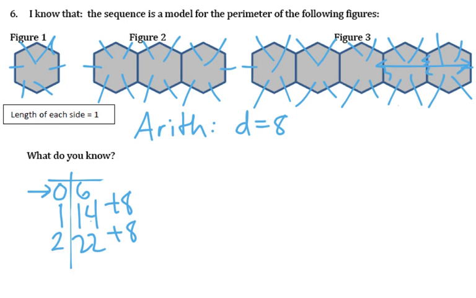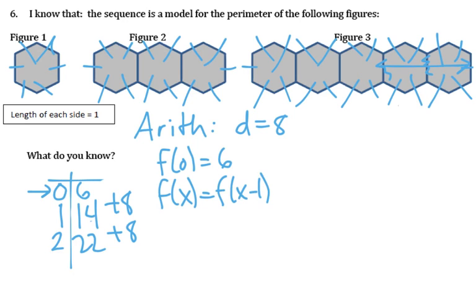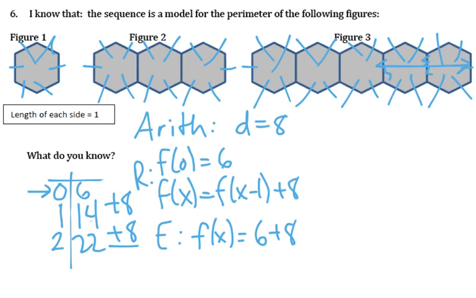We have our starting, so f of 0 equals 6. So f of x equals f of x minus 1 plus 8. So that's our recursive. So our explicit, we simply go, we started with 6, added 8, repeated addition means multiply by the variable.